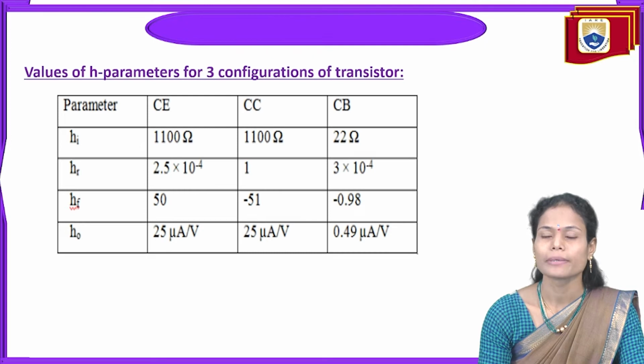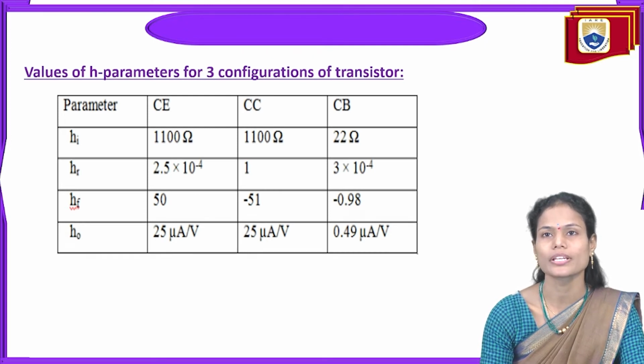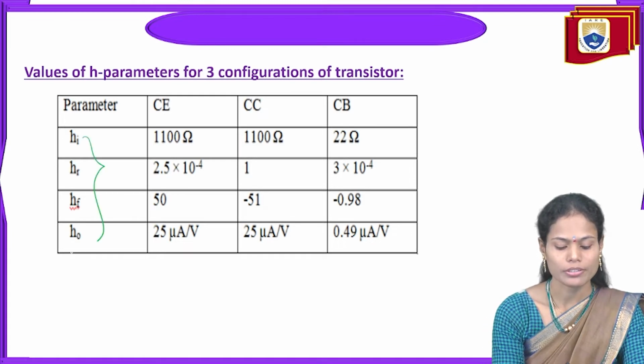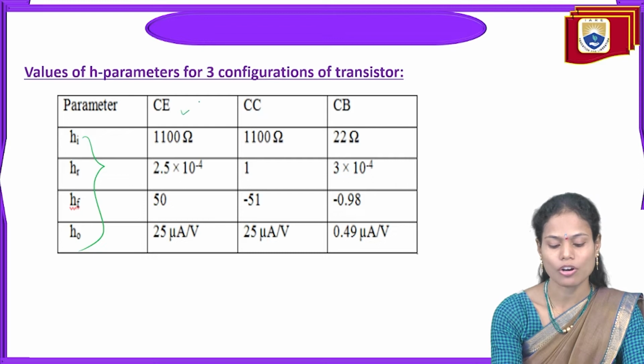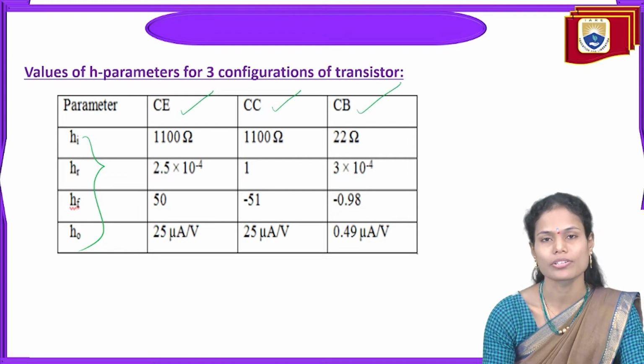Along with those formulas, we also require the H parameters of the 3 configurations of the transistor. So the 4 H parameters, their corresponding values in the common emitter, common collector as well as common base configuration. To solve the problems in the case of multi-stage amplifiers, we need to remember H parameters for all the 3 configurations along with the formulas.